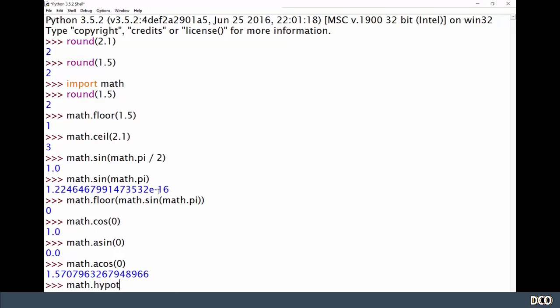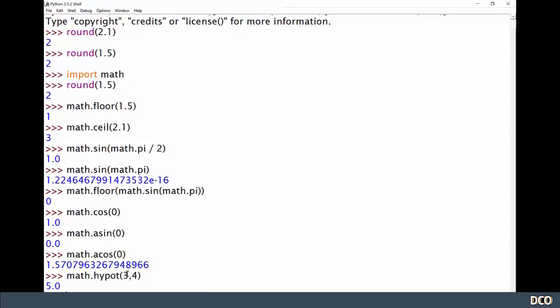math.hypot 3 and 4. And we're going to get back 5, because 3 squared is 9, 4 squared is 16. Add those together, you get 25. Square root of 25 is 5. This function is also useful for finding resultant vectors in vector algebra as well.